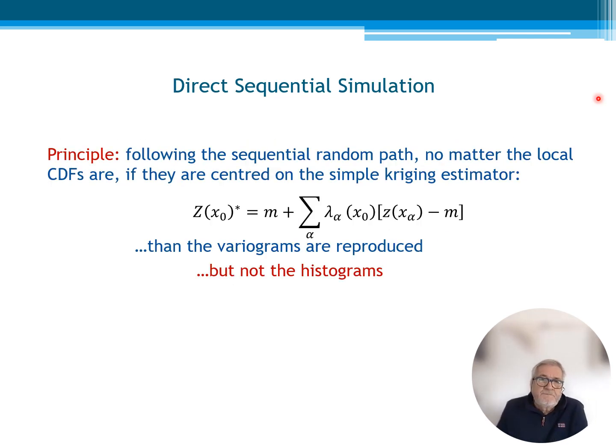So there's one principle that gave rise to this method, direct sequential simulation. If we follow the sequential random path, no matter the local CDFs we use, if they are centered on the simple Kriging estimator, then the variograms are reproduced at the end, which is one goal of the simulation method, but unfortunately not the histograms or the global probability distribution, which is the second main goal of stochastic simulation methods.